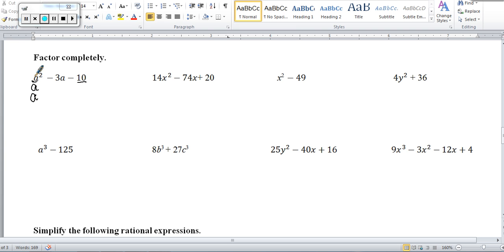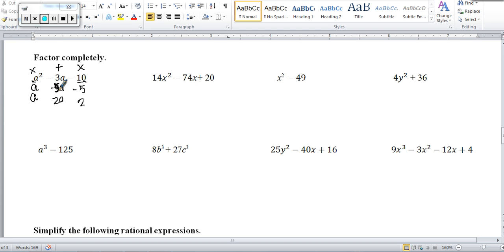So we're going to do our factors of a squared and our factors of 10. And then we're going to add right up the middle. So we need to choose 2 numbers that multiply to negative 10 and add up to negative 3. I believe negative 5 and positive 2 will be those versions. So we would do negative 5a when you multiply these, and a positive 2a when you multiply these.